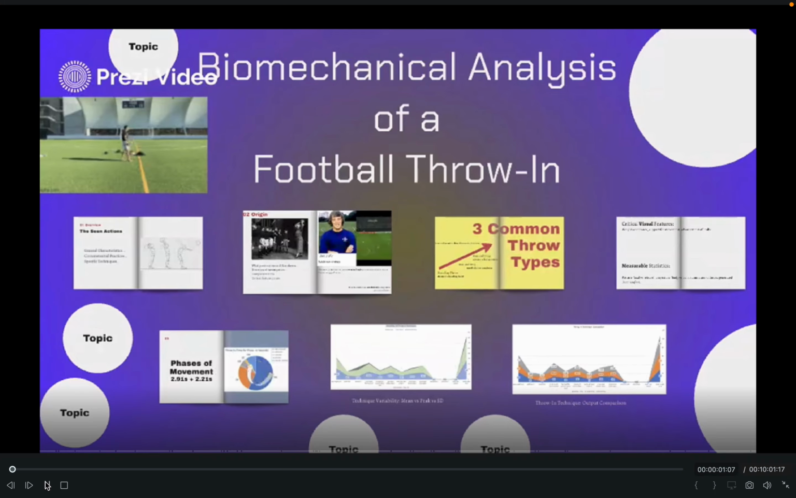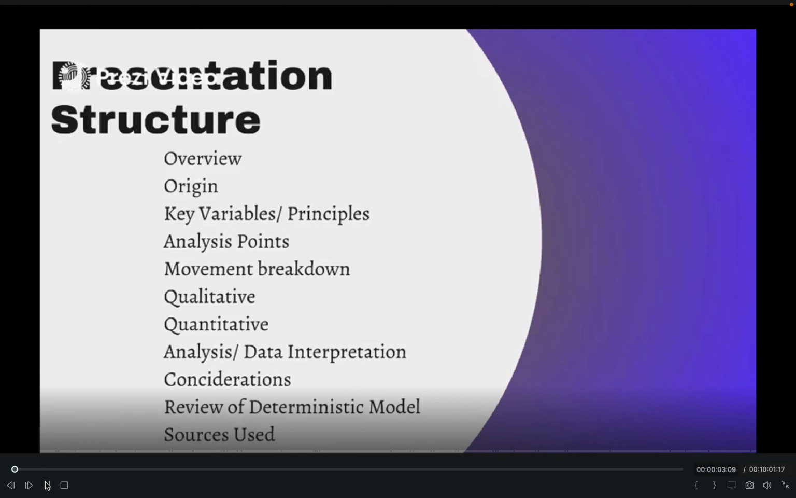The football throw-in is the subject of my biomechanical analysis. I will discuss the origin of its inception, the key variables within the motor skill, the movement occurring and the 3 techniques typically employed, and talk about the content that my peers and I collected, with a kinetic breakdown of the quantitative and qualitative variables. I'll then interpret the data and consider future changes, and then review the deterministic model and show some sources.